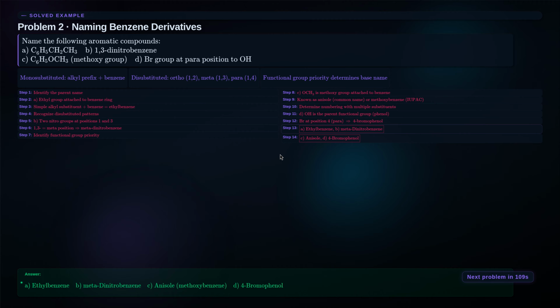Step 1. Identify the parent name. For part A, an ethyl group attached to a benzene ring. Simple alkyl substituent plus benzene equals ethylbenzene. Step 2. Recognize disubstituted patterns. For part B, 2 nitro groups at positions 1 and 3. 1,3 is meta position, so meta-dinitrobenzene.